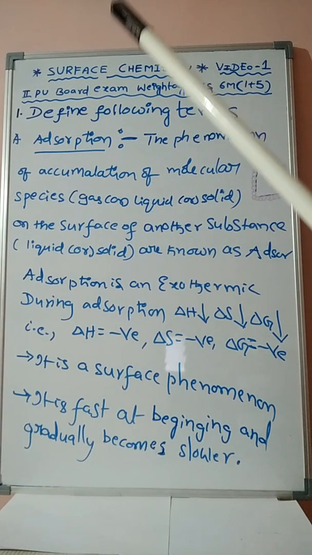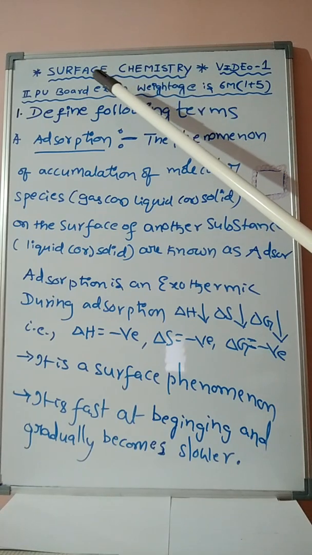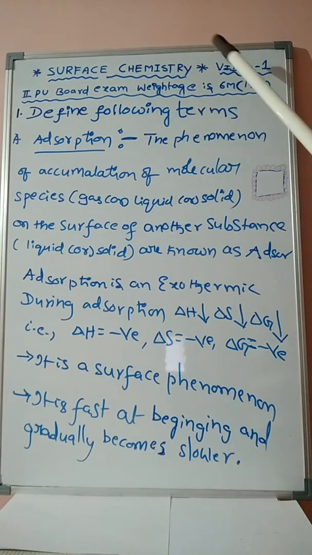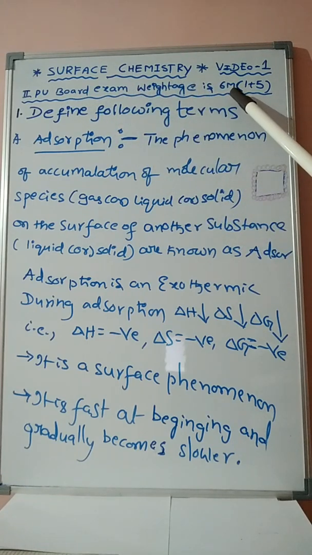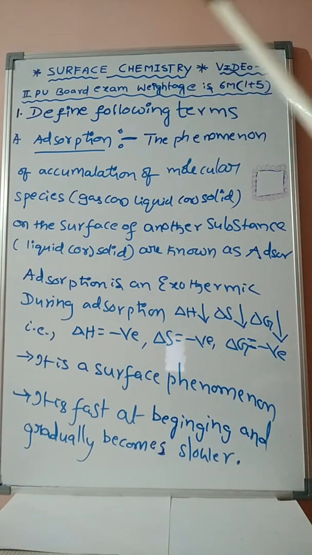Very good morning, students. Today we are discussing a new chapter, Surface Chemistry, video 1. In the PU board exam, the weightage is 6 marks: 1 plus 5, one 1-mark question and one 5-marks question, total weightage 6 marks.